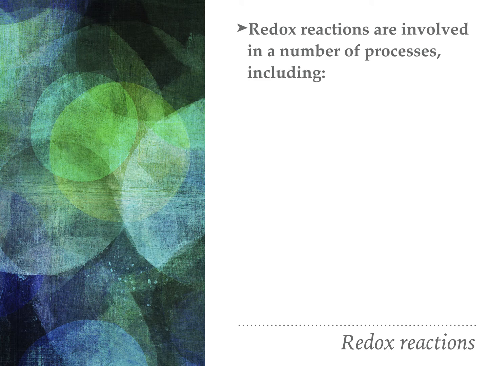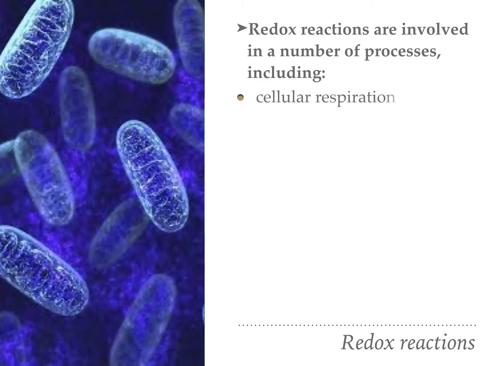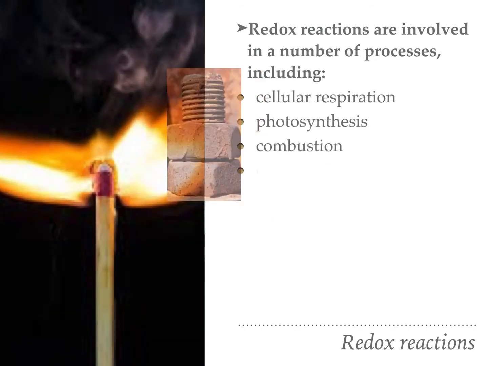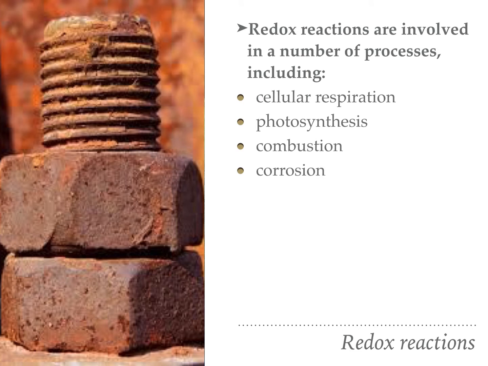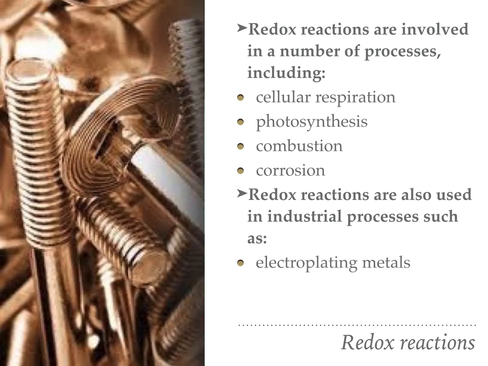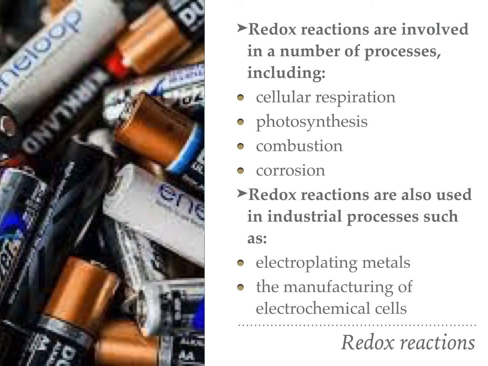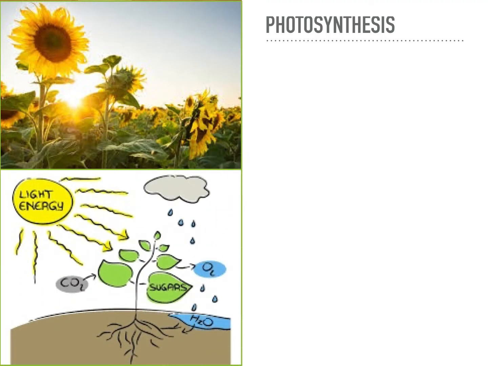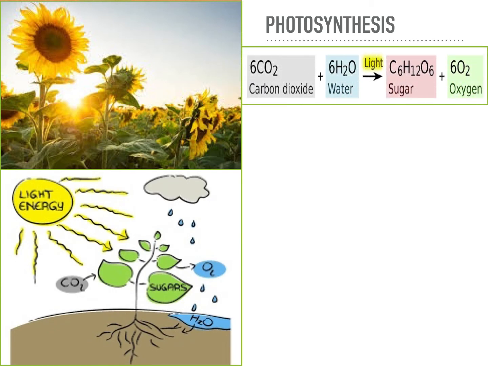Redox reactions are involved in a number of processes, including cellular respiration, photosynthesis, combustion, as well as corrosion. Redox reactions are also used in industrial processes, such as electroplating metals and manufacturing of electrochemical cells. Electron transfers that occur in redox reactions are not limited to just the laboratory or fuel cells. They are also used in living systems as well.